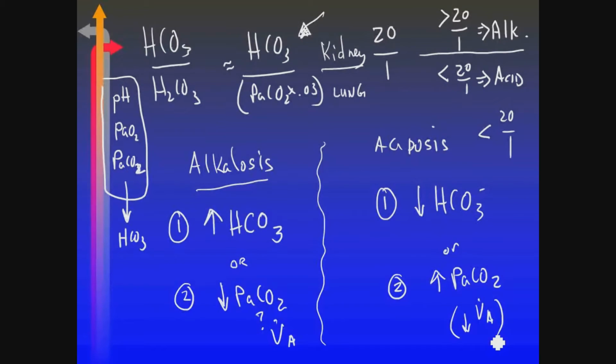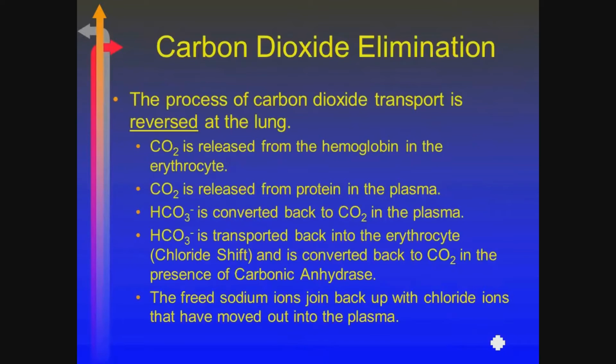All right. Before we go any further, let me just talk about what happens at the lung end. At the lung, you have a reversal of everything that happened at the tissue. So now I have CO2, which is attached to the hemoglobin. They part ways because the O2 has got to get onto the hemoglobin. So CO2 is released. Any CO2 that's attached to the plasma proteins is released.